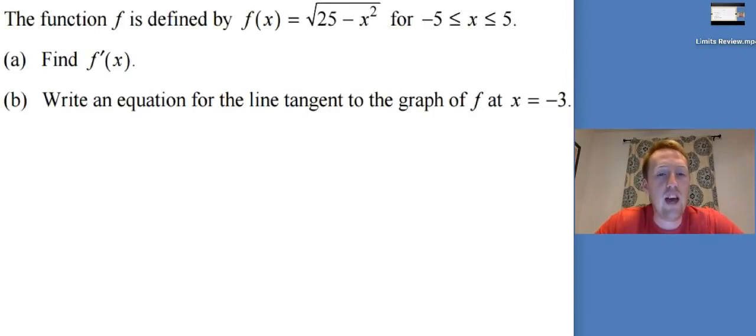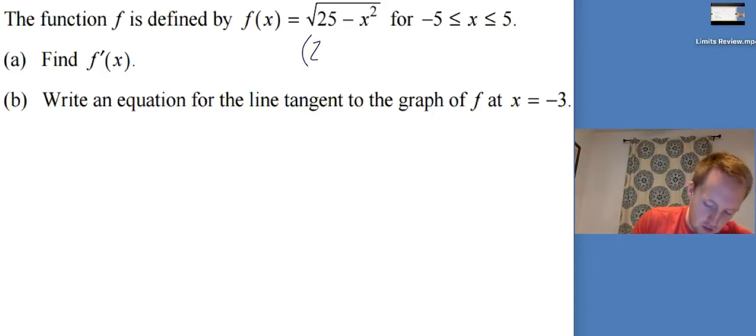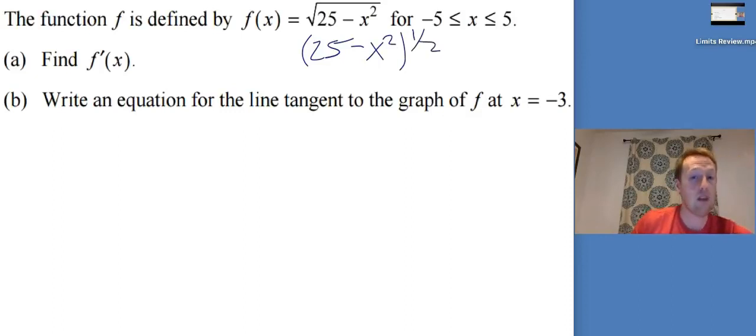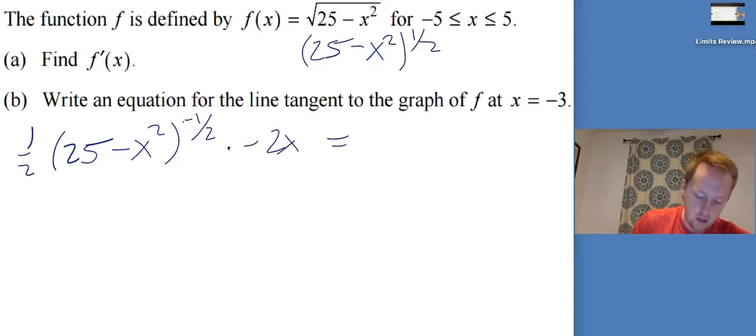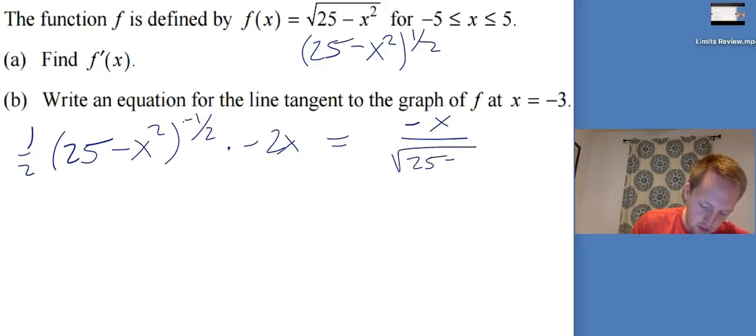The function f is defined by f of x equals square root of 25 minus x squared. Part A, find f prime of x. Usually the FRQs don't have questions quite that simple, so we got lucky on this one. I'm going to rewrite this as 25 minus x squared to the power of 1/2. So now I'm going to take the derivative. I'm going to have to use chain rule. It's going to be 1/2 times 25 minus x squared to the negative 1/2 times negative 2x, which if I rewrite that is going to be negative x over the square root of 25 minus x squared. So that's f prime.